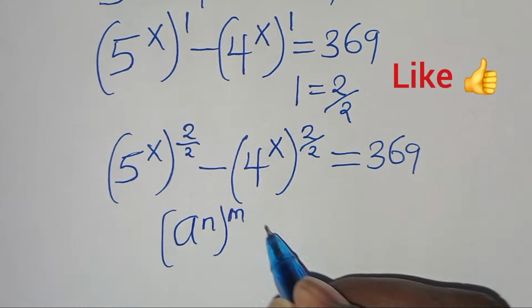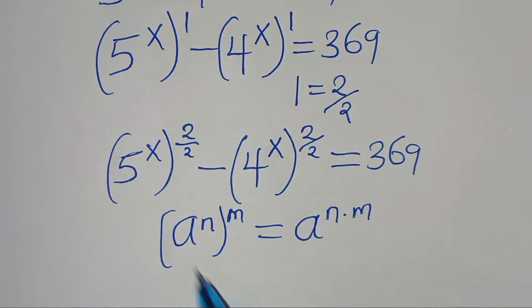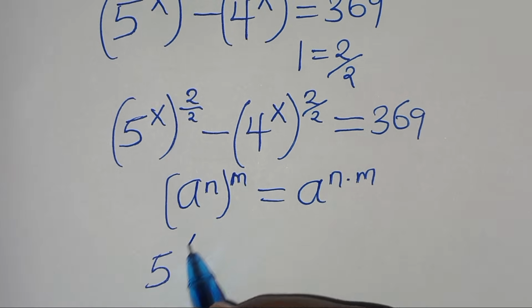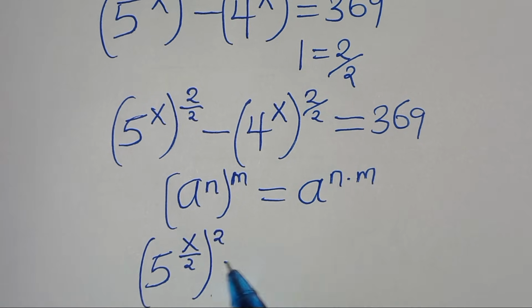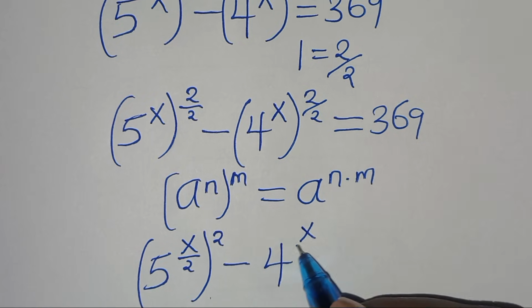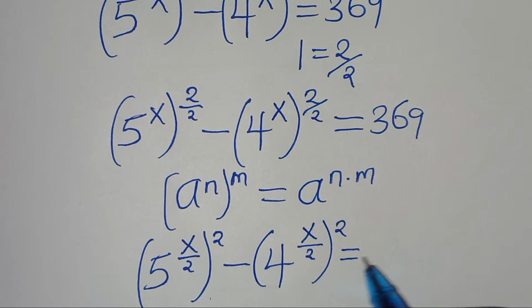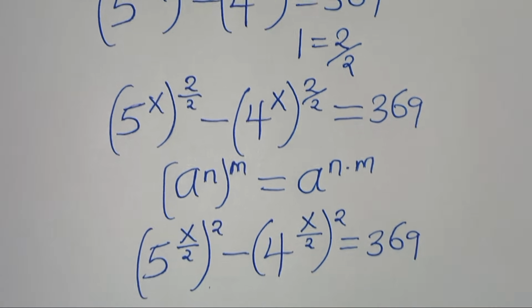The next step is that this is actually in the form of a to the power of n raised to the power of m, which we can express as a to the power of n times m. Applying this identity, then we have 5 to the power of x over 2 raised to the power of 2, then subtract 4 to the power of x over 2 raised to the power of 2. This is equal to 369.